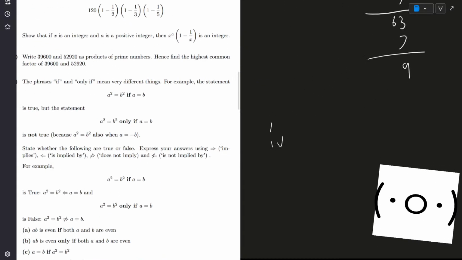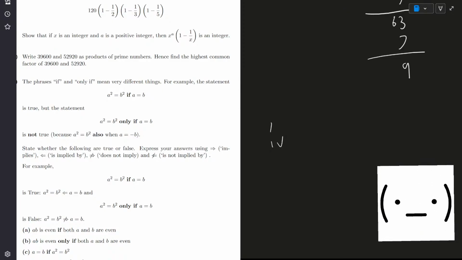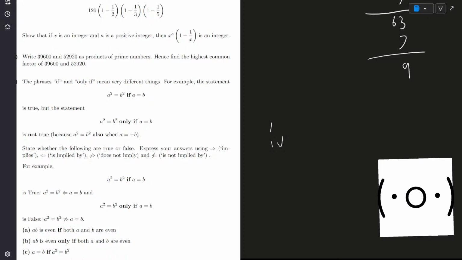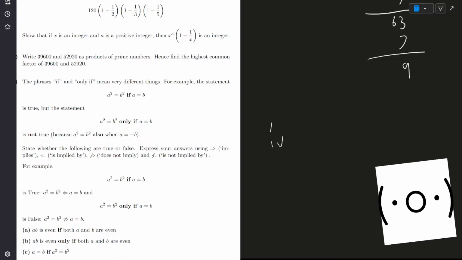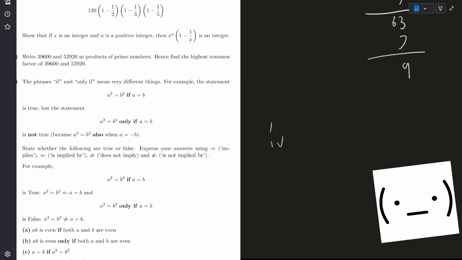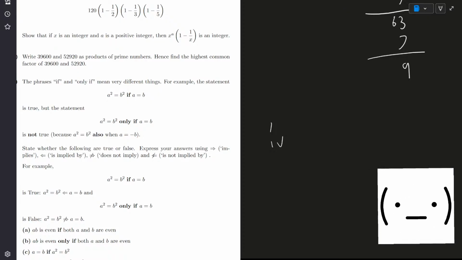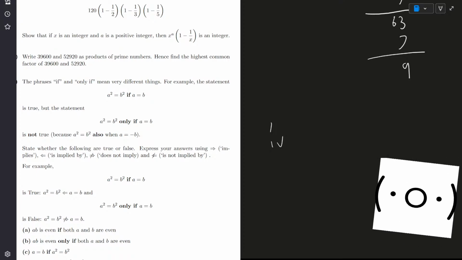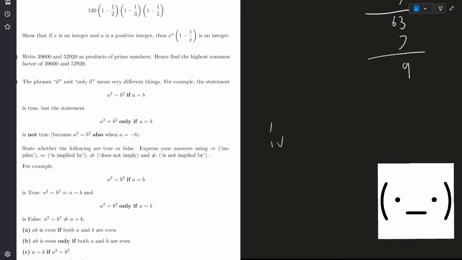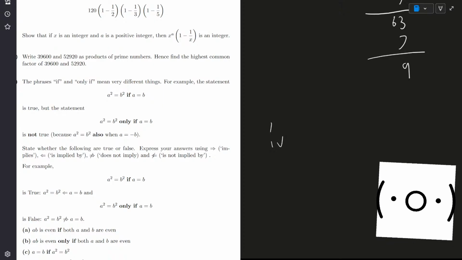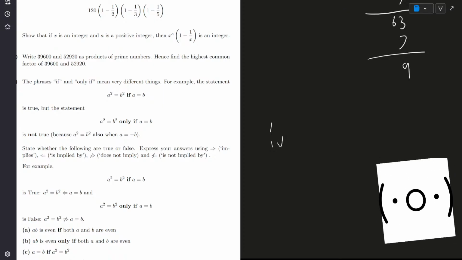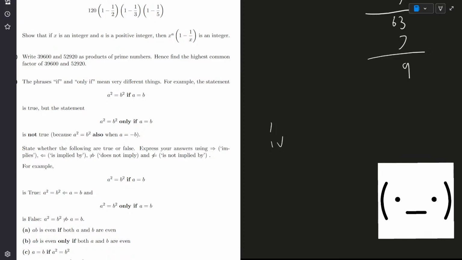If and only if mean very different things. For example, the statement a squared equals b squared if a equals b is true. But the statement a squared equals b squared only if a equals b is not true, because a squared equals b squared is also true when a equals negative b. And they've asked us to start using the symbol implies, which is just an arrow.